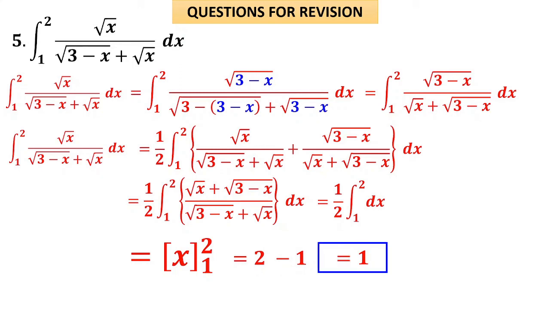Very simple. Here we have started, even though the lower limit is not 0, we are using another property. Integral a to b f of x dx is integral a to b, no change in the upper limit and lower limit, f of a plus b minus x. Replace x by a plus b minus x. Here a plus b is 3. I have replaced it by 3 minus x.